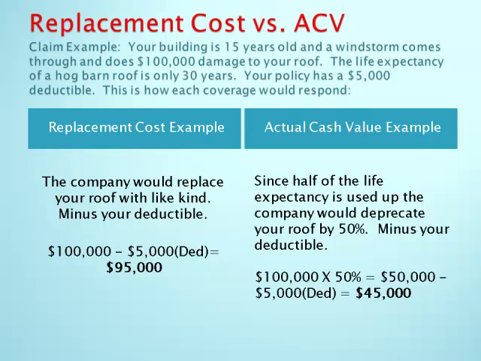With replacement cost, the company would replace your roof minus your deductible. But actual cash value, what they're going to do is they're going to depreciate your roof out. Since half the life expectancy of your roof is used up, the company would depreciate your roof by roughly 50% minus your deductible also, and it'd pay out $45,000. And different companies determine that differently. They have different formulas and calculations to determine the depreciated value, so it's not really cut and dry like that, but that's a pretty good example of how replacement cost works and how actual cash value works.